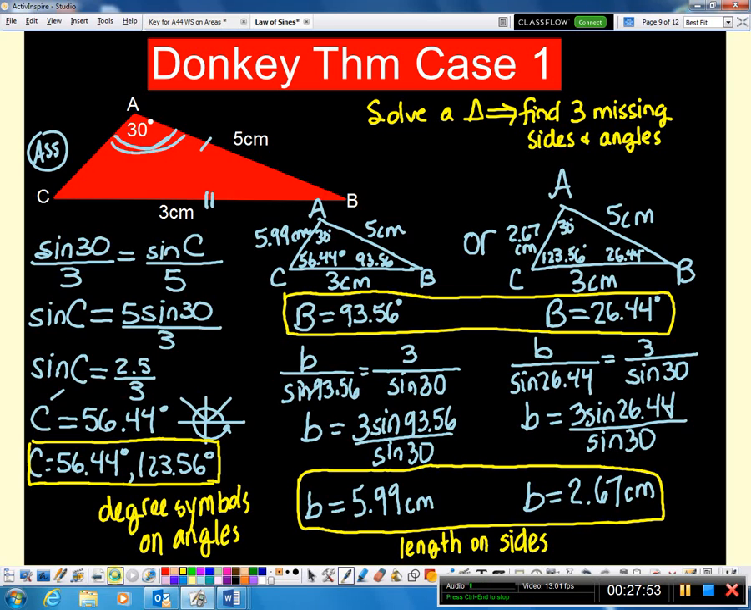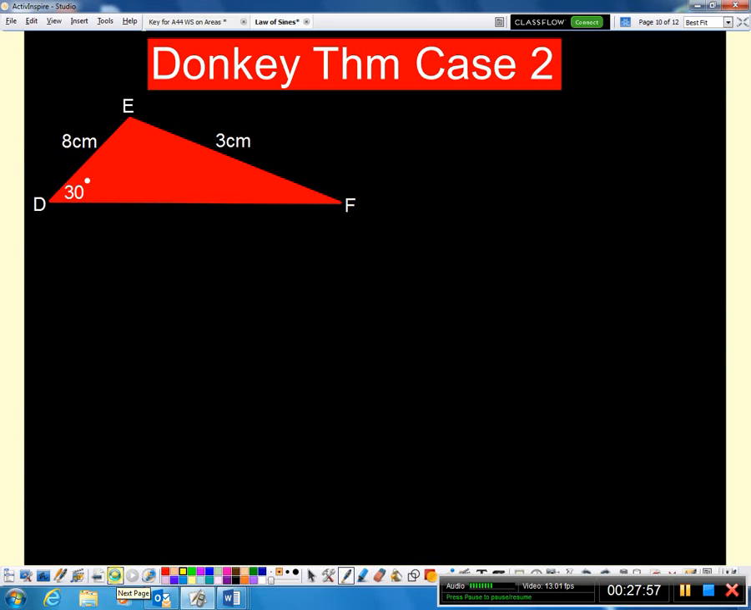All right, so let's see if we can do another donkey problem. So again, I've got angle, side, side. And you need to go, oh goodness, it's another problem that I've got to be real careful about. Because going into it, you just don't know. Well, I know it's a law of sines problem because I've got 30 and the side opposite.